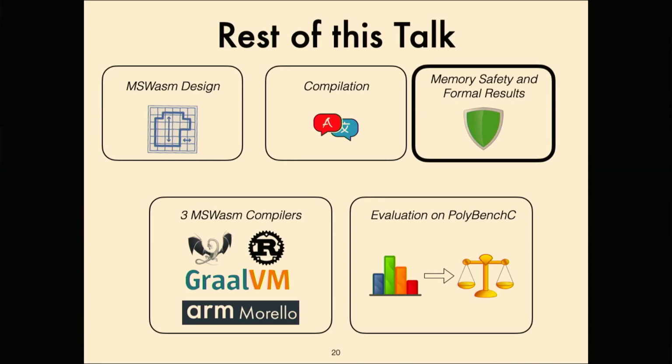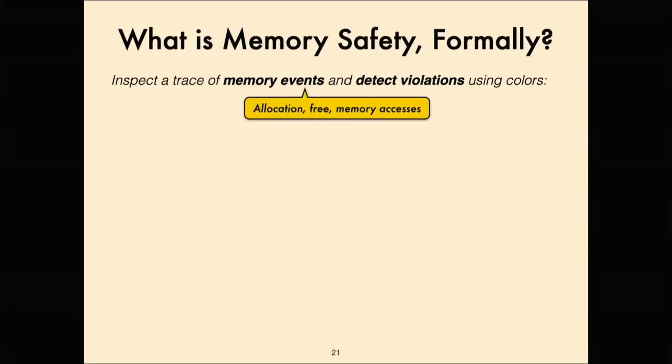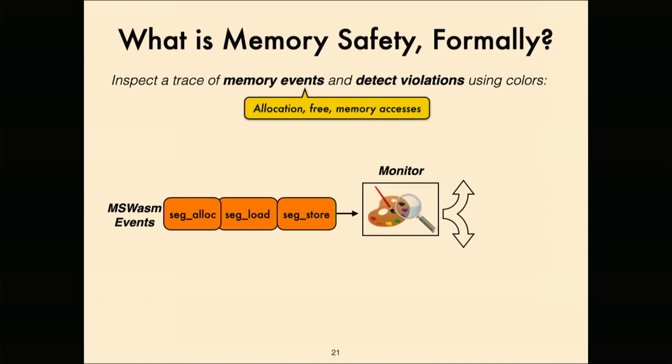But what is memory safety formally? Our definition of memory safety utilizes a monitor that consumes a program trace, which comes from program execution, a trace of interesting memory events such as allocation and load stores. Then this monitor steps on each event by inspecting whether the colors match within an event or not. Concretely, we have MS-Wasm events, seg alloc, seg load store, that are fed to the monitor. If the colors match, the monitor steps successfully, otherwise it gets stuck.